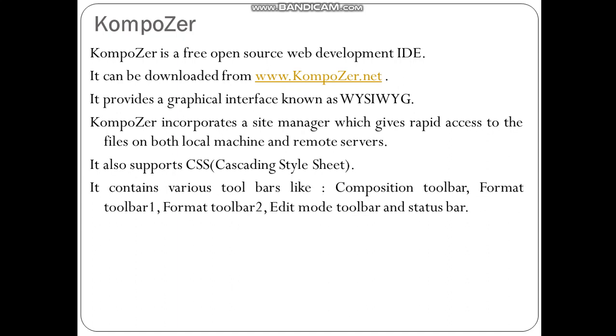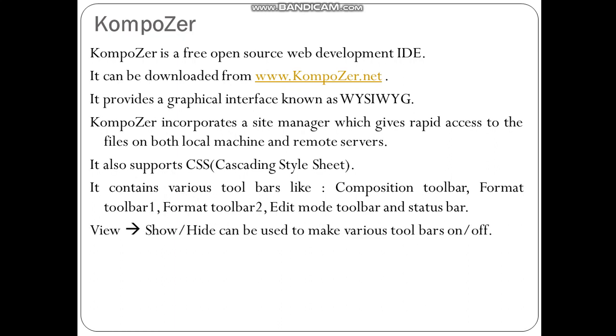It contains various toolbars like composition toolbar, format toolbar 1, format toolbar 2, edit mode toolbar, and status bar. Where these toolbars are available, that we have to see. In view menu, the show hide option is there that can be used to make various toolbars on off. So if you don't want to see composition toolbar, then you can make it off, or if it is not available on screen, then you can make it on from view menu, view show hide option.